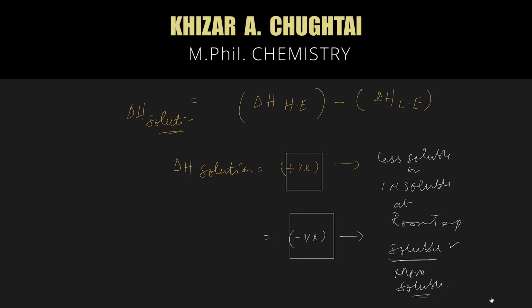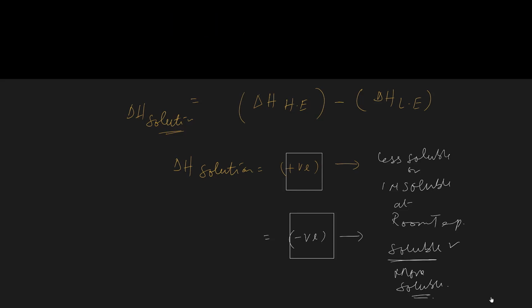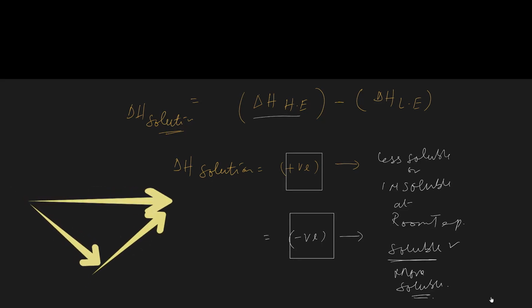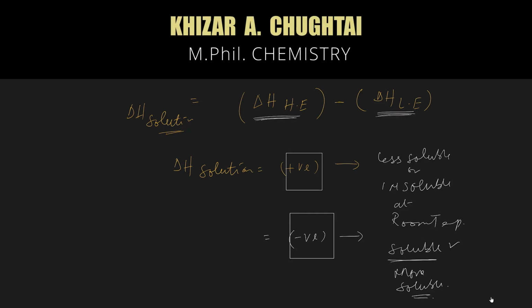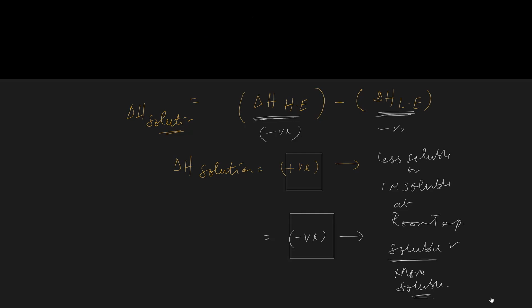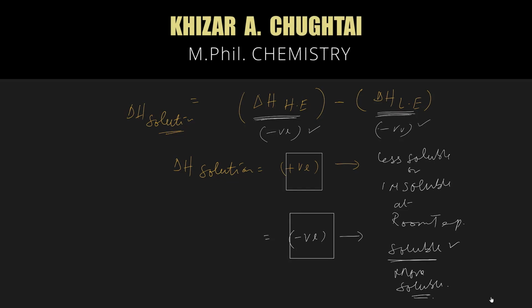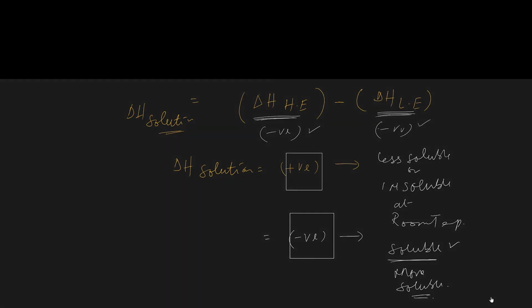So, the nature of the solubility of any ionic compound can be predicted just by drawing this enthalpy cycle or solubility cycle, without performing any experiment. Remember, the values of the enthalpy of hydration and enthalpy of the lattice energies are always negative. When we put these values to find the answer of enthalpy of solution, the values of these enthalpy of hydration and enthalpy of lattice energy must be in negative form.